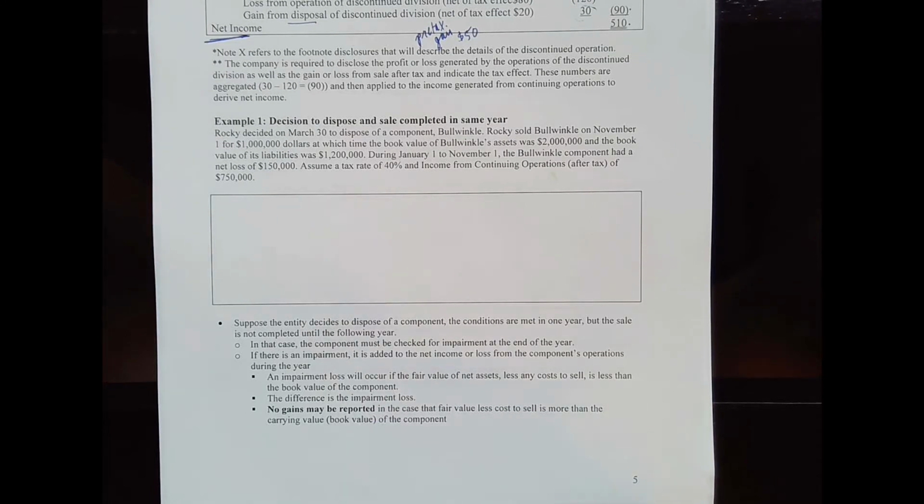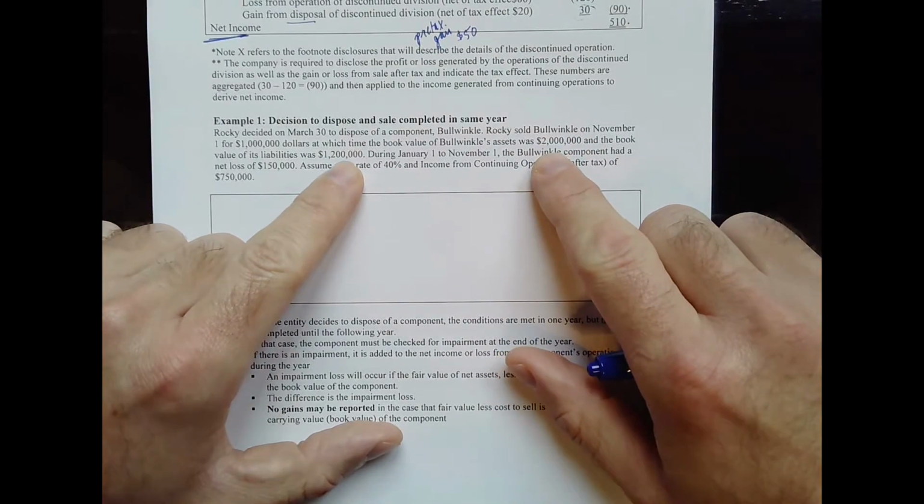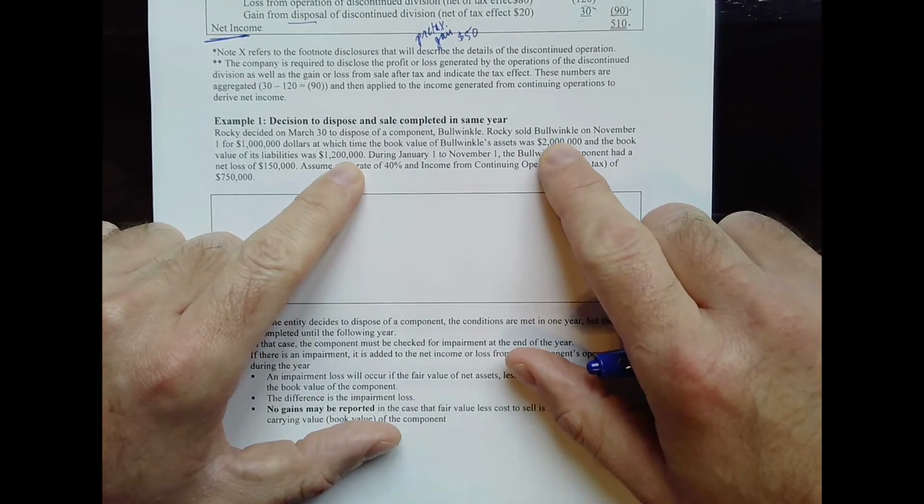So remember, again, we're selling off a small company that in itself has assets that we can disentangle from Rocky, the ongoing portion of the company, and liabilities as well that we can separate from the ongoing portion of the company. And that is the amount that's owned by this discontinued component.